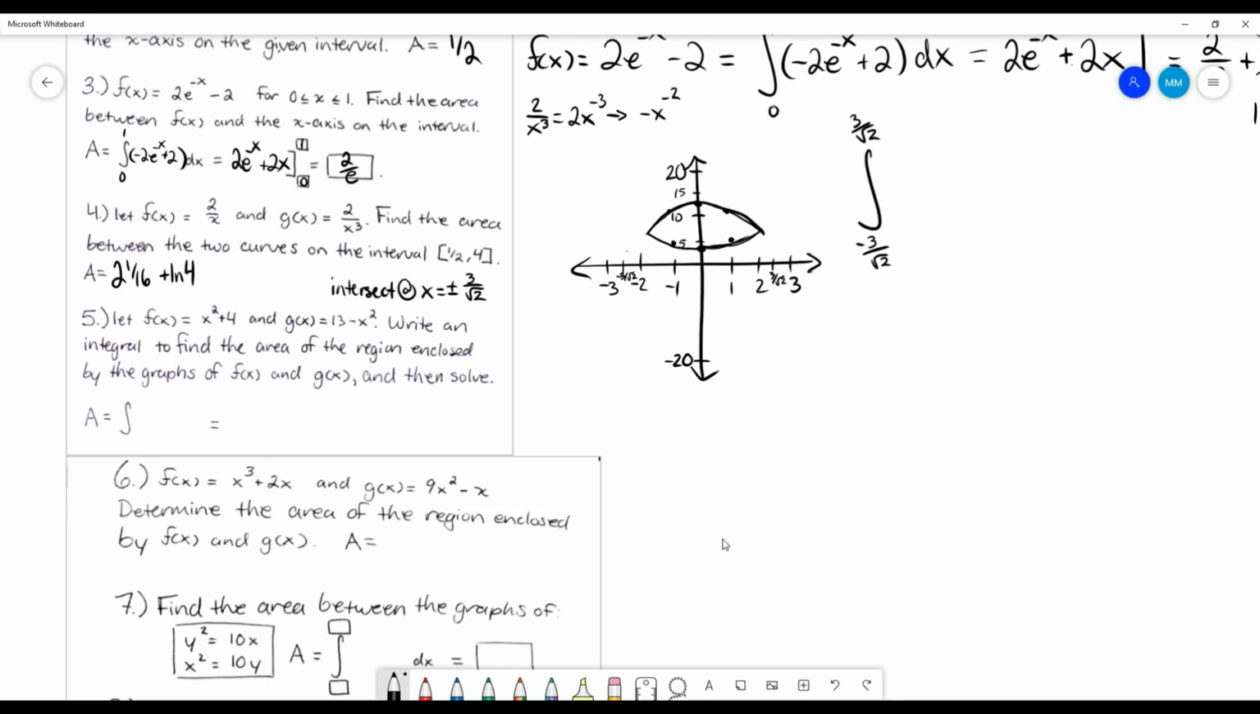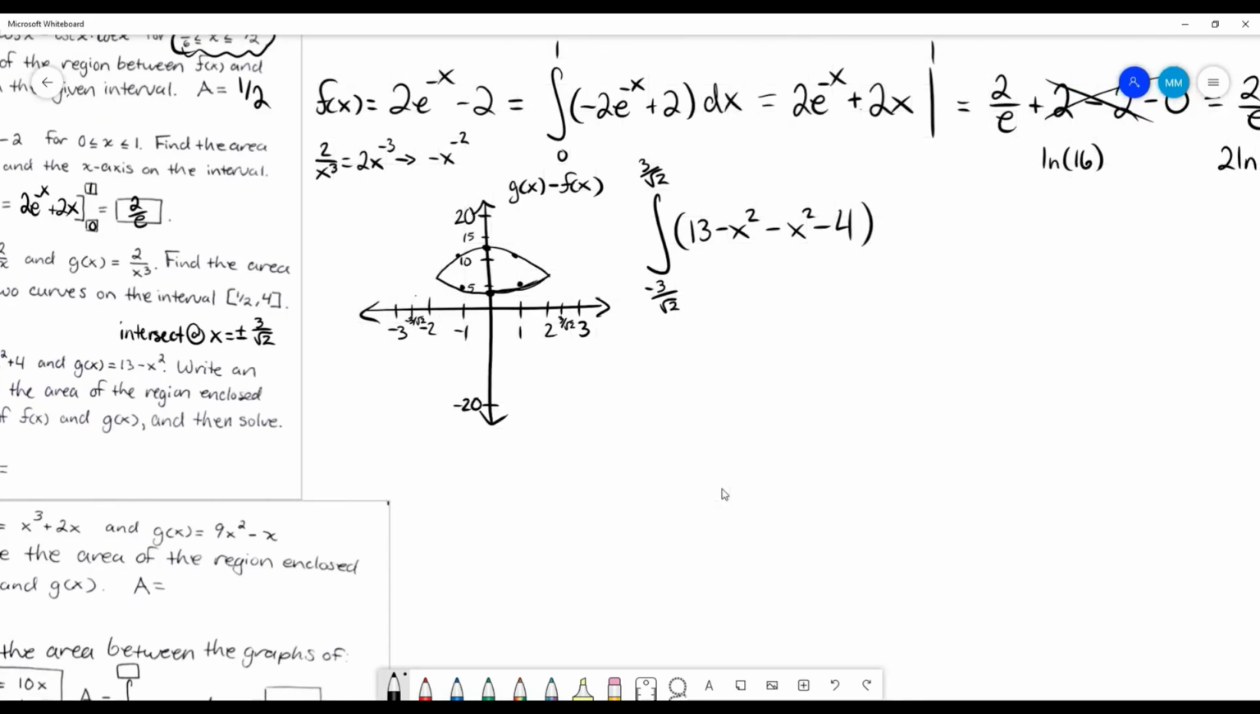And now our top function looks to be g of x. So it's going to be g of x minus f of x, which is then 13 minus x squared minus x squared plus 4. Distributing that minus becomes like that. And this is where I said that it's sometimes useful to combine those into one integral, because you see I've got a bunch of like terms that I can cancel out, which makes it just that much simpler for me to evaluate it here in a moment.